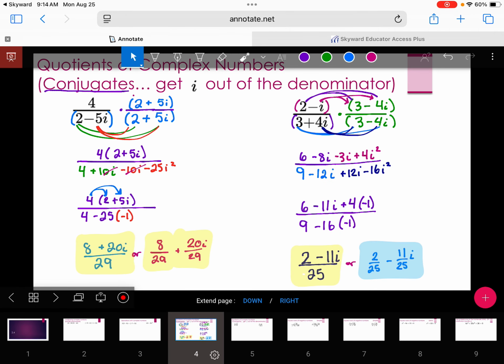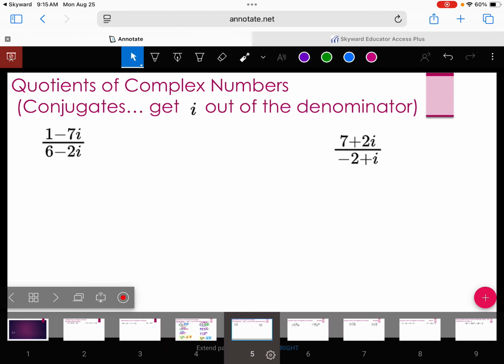Okay. Questions on this one? These two. Because we're going to try this again. This is something we're going to see a fair bit. This using our conjugate. So I want us to really practice using the conjugate as many times as we can. Okay. Two more, very similar. Got 1 minus 7i over 6 minus 2i.